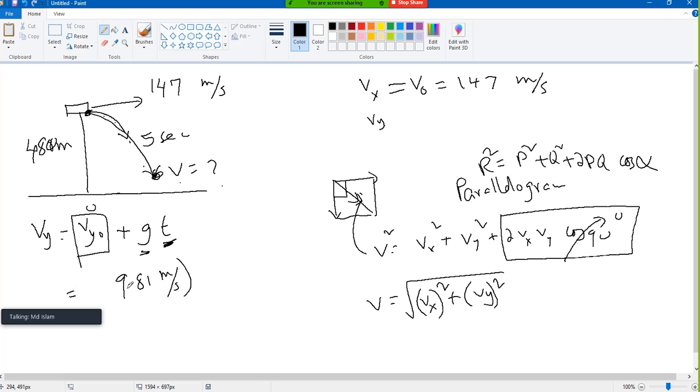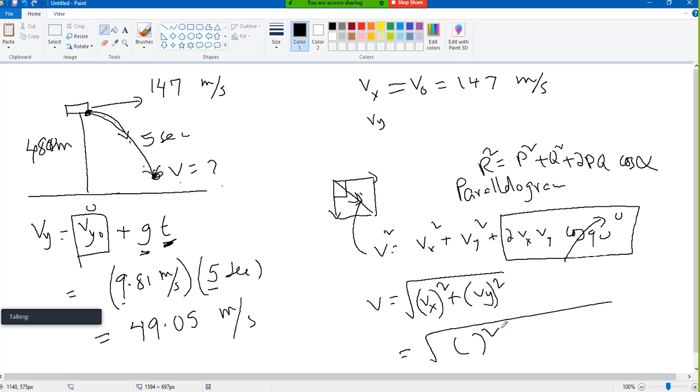9.81 meter per second squared, t is 5 seconds. I don't know how much. 5 times 9.8, if it's 10, say 49. I should use a calculator, I should not pressurize my brain. Yes, 49.05 meter per second. Then we can find our velocity. Whatever it is, 147, this is 49.05. Whatever it is, it is.